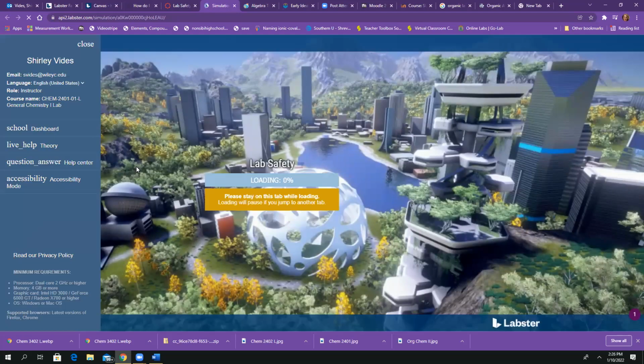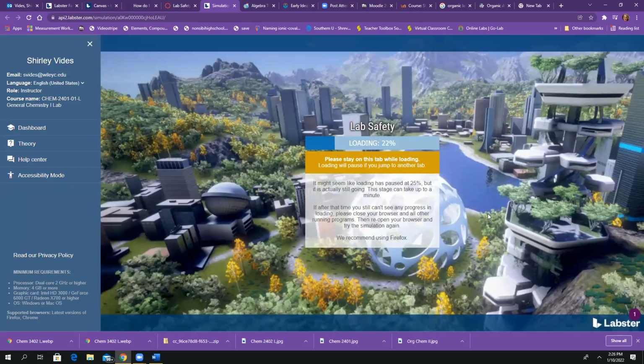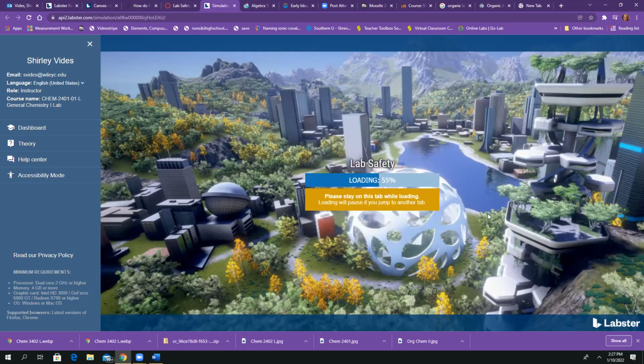And it should load. It takes a while to load and you cannot leave this particular page. If you do, it'll stop. And believe me, it does. It does take a little bit because it's got really good graphics, so you'll feel like you're playing a game. It usually hangs around 24, 25, and then all of a sudden, it just loads up fast. There it goes, see? And now it stops a little bit and then you're able to enter.